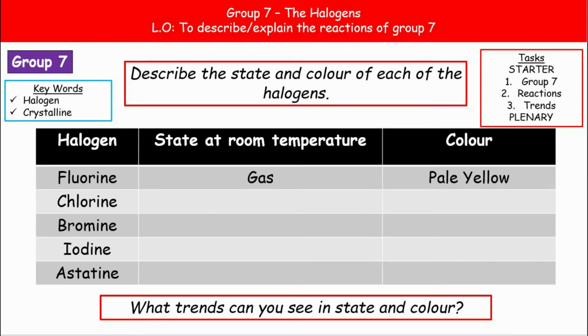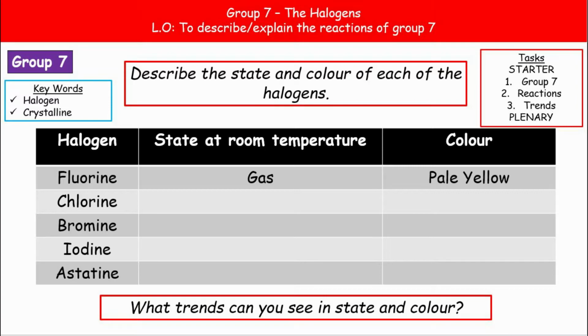Now, next thing I'd like you to do is to copy the table that I've given you on the screen there, which is going to be looking at two of these key properties of our group 7 elements. So we're going to look at the state at room temperature, so solid, liquid, or gas, and we're going to have a look at their colour. So set out that table. You don't have to know them off the top of your head. I'm going to give you some pictures in a moment.